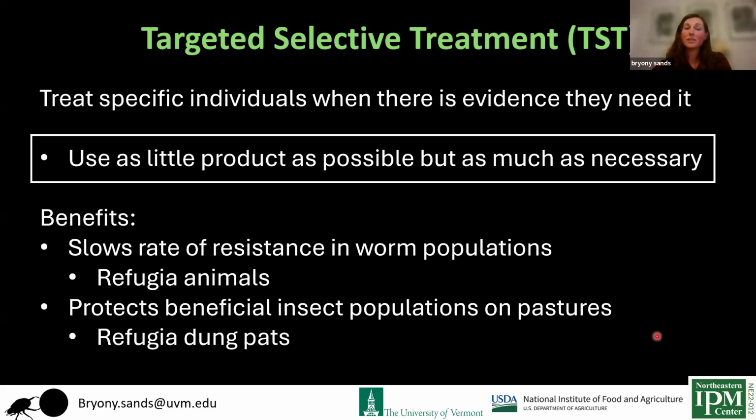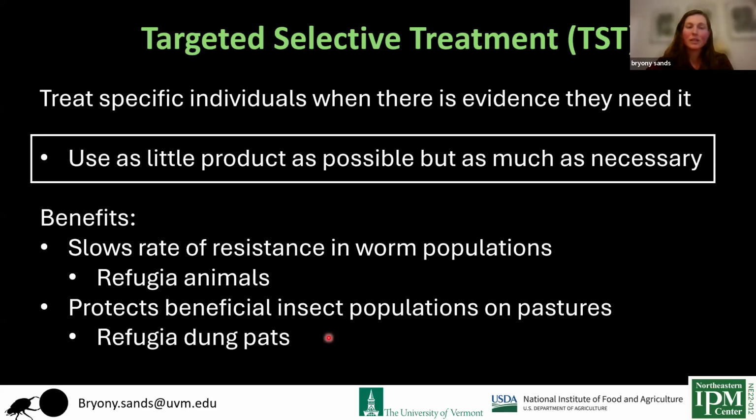So benefits of this is that it slows resistance in worm populations. And that's because it provides something called refugia animals, which basically just means untreated animals. So the worms inside those animals will not be developing resistance because they haven't been exposed to the treatment. Whereas other worms in your herd from treated animals will be developing resistance. But because those worms will be mixing and breeding, it dilutes the development of resistant genes and helps to slow development of resistance in that worm population on your farm.